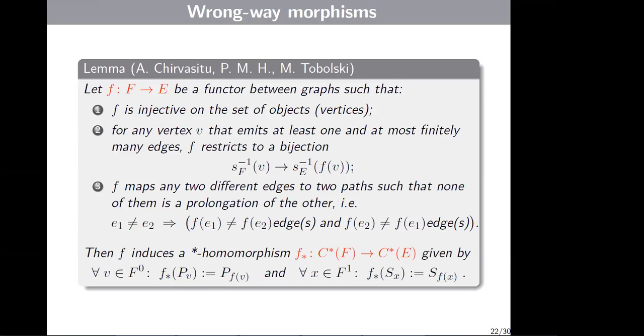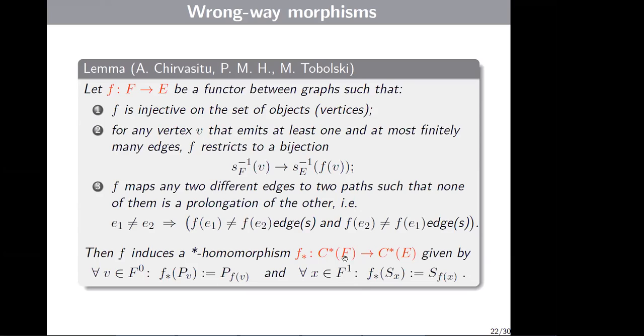At a certain point, I hope Jacek will explain it to us in the recitation class, but not now. So I take my generator P_V. Where do I send it? That's completely obvious. I take my vertex v, I send it to a vertex f of v, and to the vertex f of v, I associate a projection. And the same I do with partial isometries.